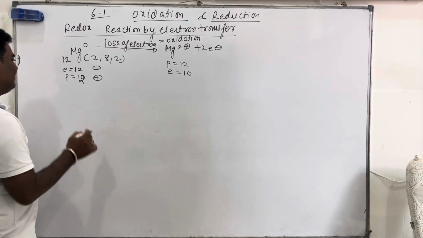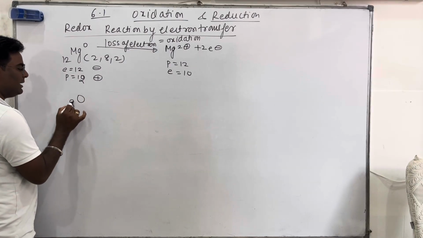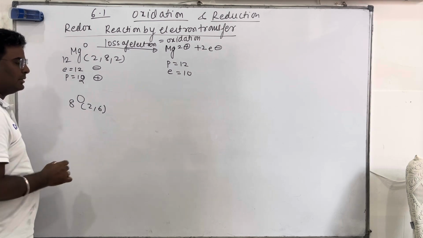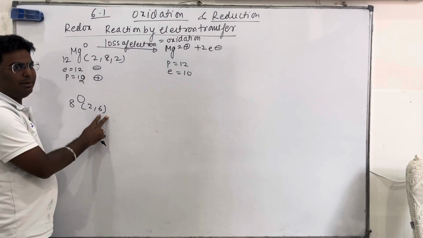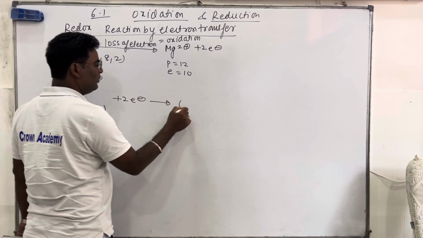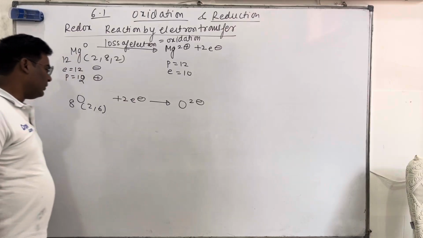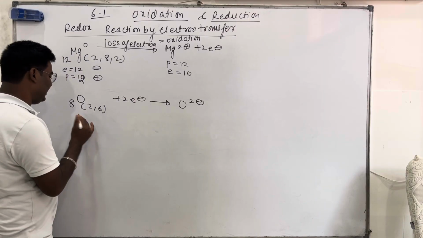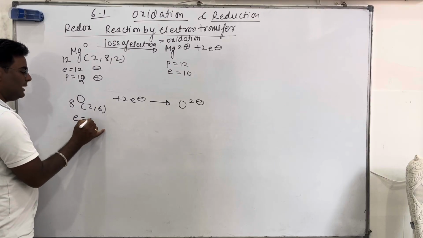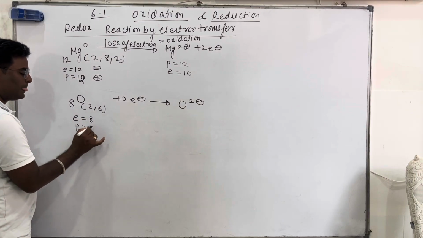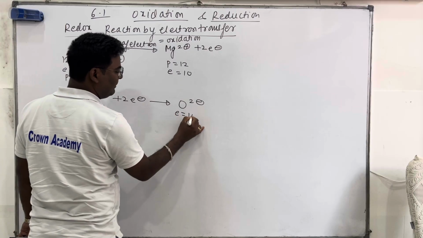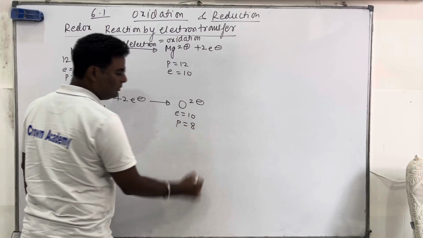Understood? Now in a similar manner, oxygen has atomic number 8, so the electronic distribution is 2, 6. We need 2 electrons to complete its octet, so it will gain 2 electrons and form O2-. Now 2 electrons are added. Before gaining electrons, it has 8 electrons and 8 protons. After gaining electrons it has 10 electrons and 8 protons. Understood?